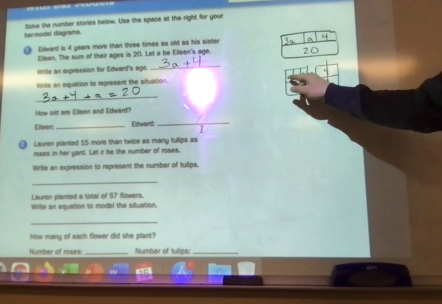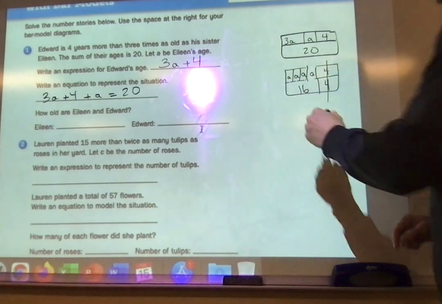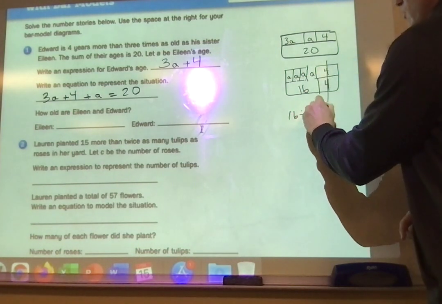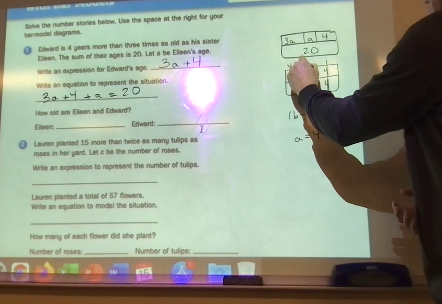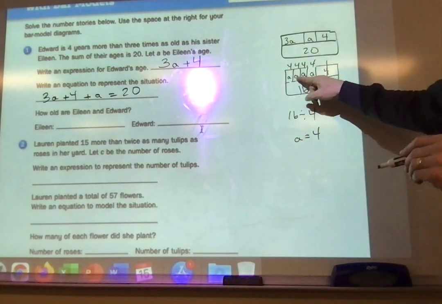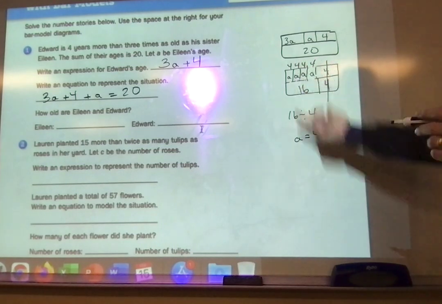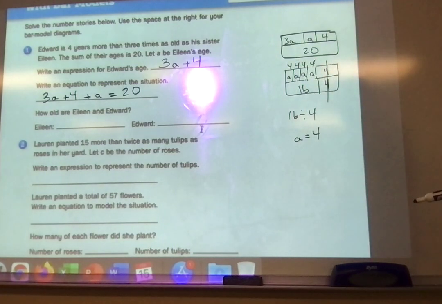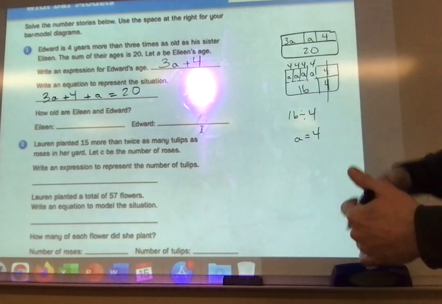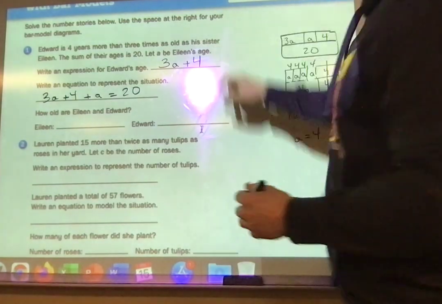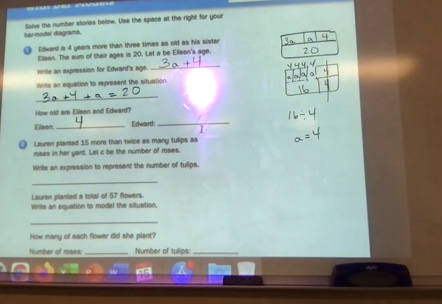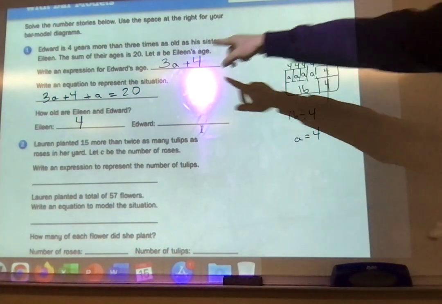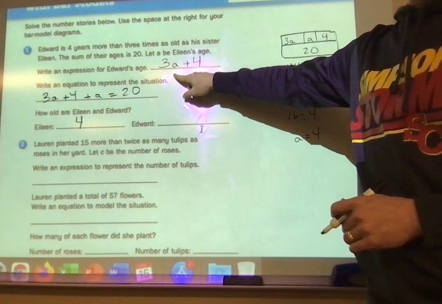So I can just take 16 and divide it up among those 4 A's. 16 divided by 4, I know A has to equal 4. I can plug that in: 4, 8, 12, 16 when I add them all up. So 1A has to equal 4. In this case, A is Eileen's age, so Eileen is 4.